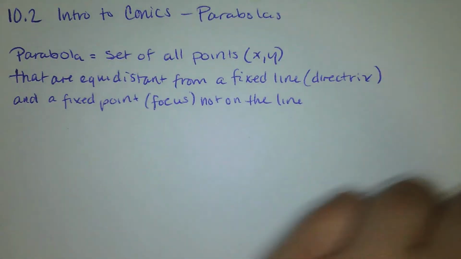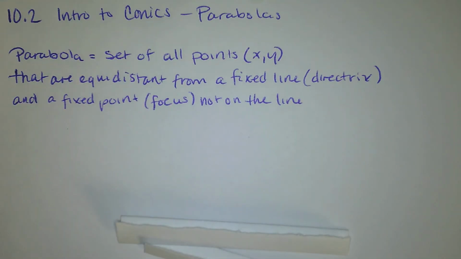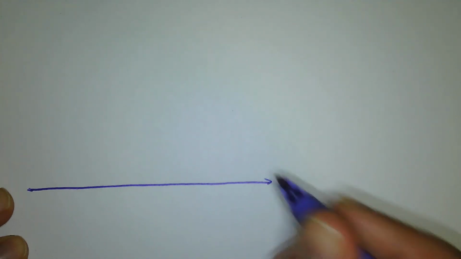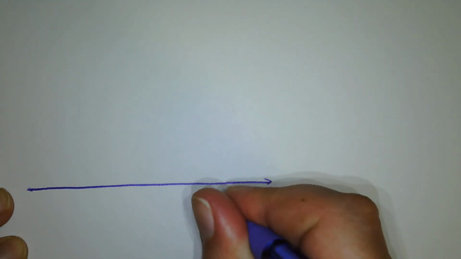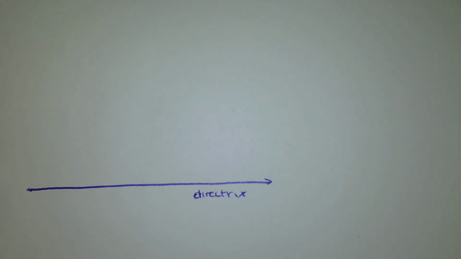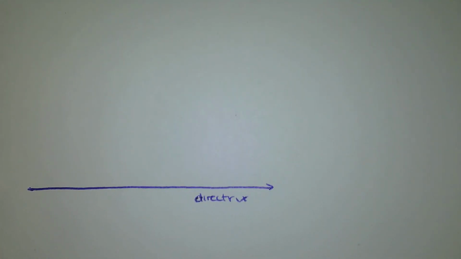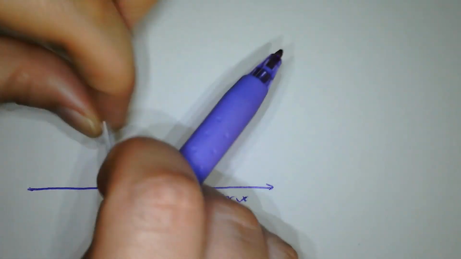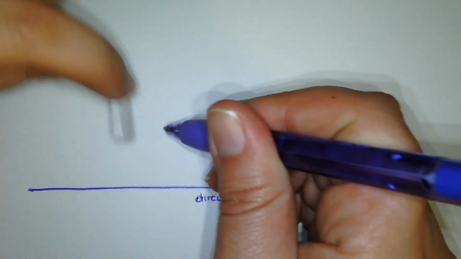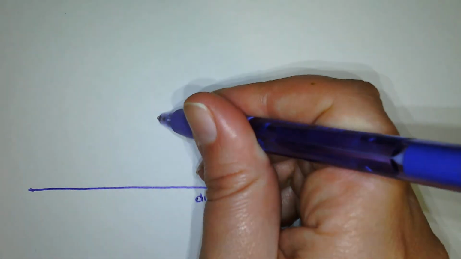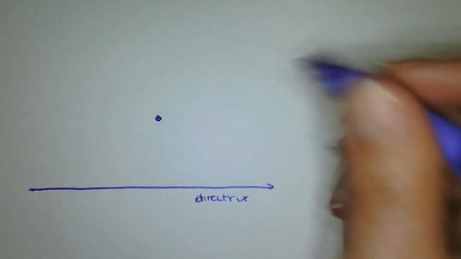So I have a lot of different lengths of paper cut, and I'm going to show you how we can actually create a parabola so you'll understand what I mean about this equidistant thing. So let me slide this up, and let's draw a straight line. Here's our straight line. This will be our directrix. And let's draw a focus. So let me get my shortest piece of paper. About right there. Okay, so this is the focus.